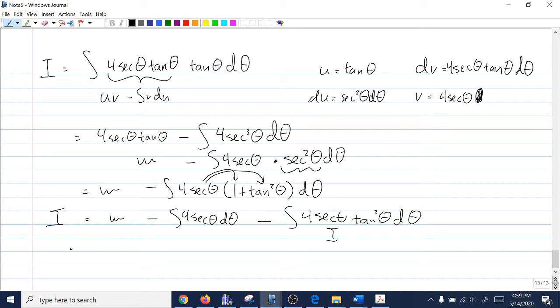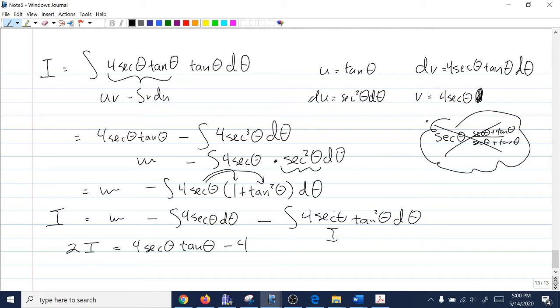Move this to the other side, I get 2 times the original integral equals 4 secant theta tangent theta minus 4 times the integral of secant. This is the situation where you multiply the top and bottom by secant plus tangent. I don't want to have to do this every time. I've got it memorized. The integral of secant is natural log absolute value secant plus tangent.